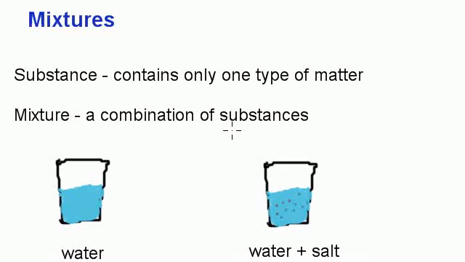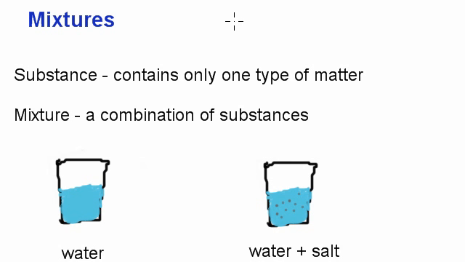Okay, in this video we're going to talk about mixtures, but before we get into the concept of mixtures, first let's understand what a substance is. A substance is something that contains only one type of matter. So that's a substance. I'm going to write an example up here.